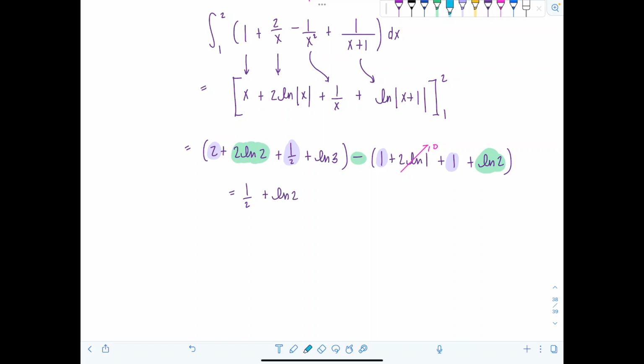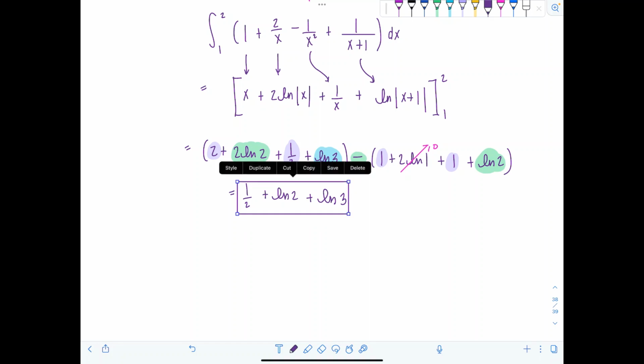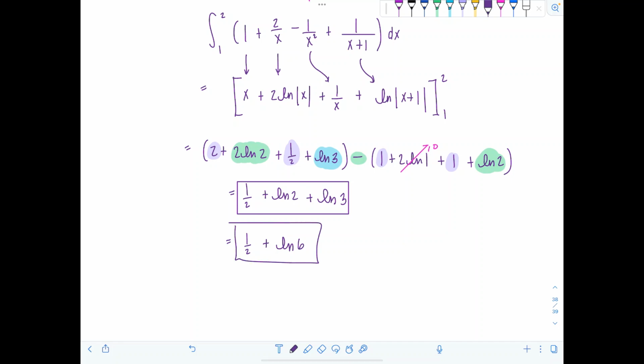And then, oh, poor little ln 3 left out of the party. You can leave it like that. Would we like to show off, utilize our properties of logarithms and combine those two natural logs? I say yes. 1/2 plus ln of 2 times 3 is 6. Voila, that one's more beautiful. I'm going to not box the one before. So that concludes the integral of the day.